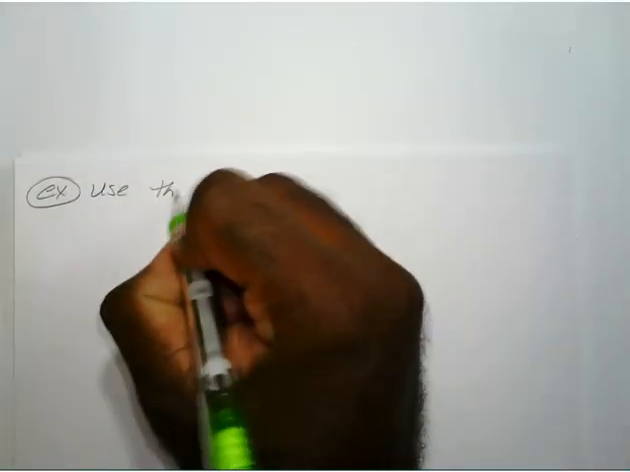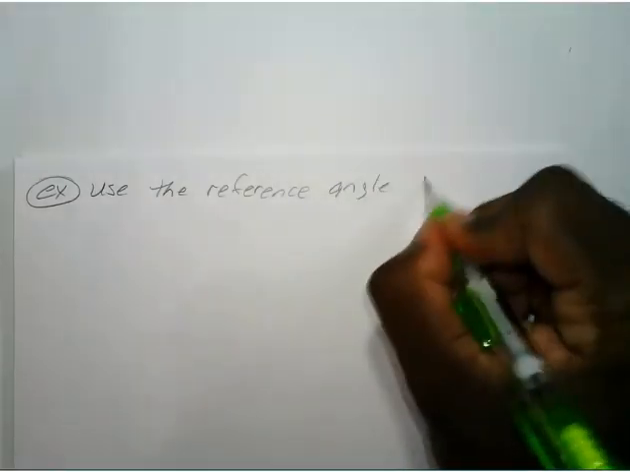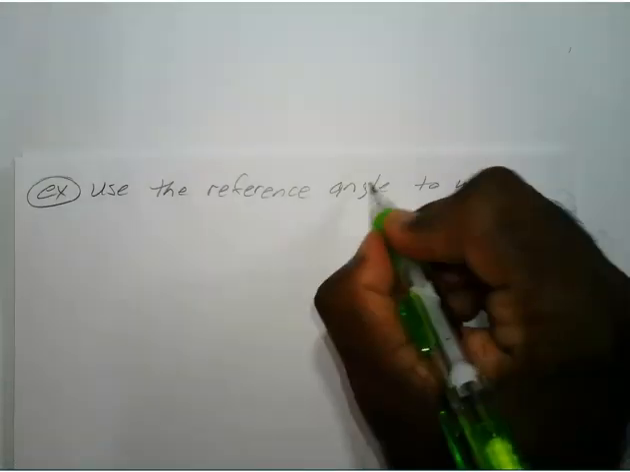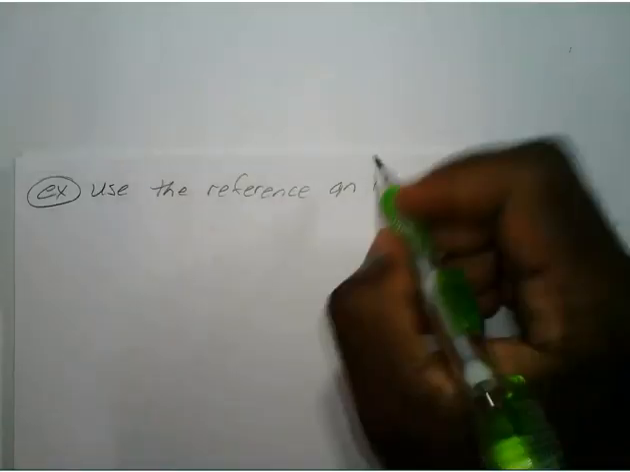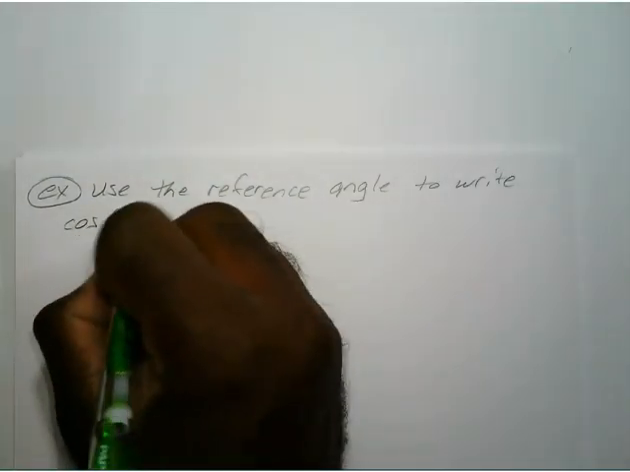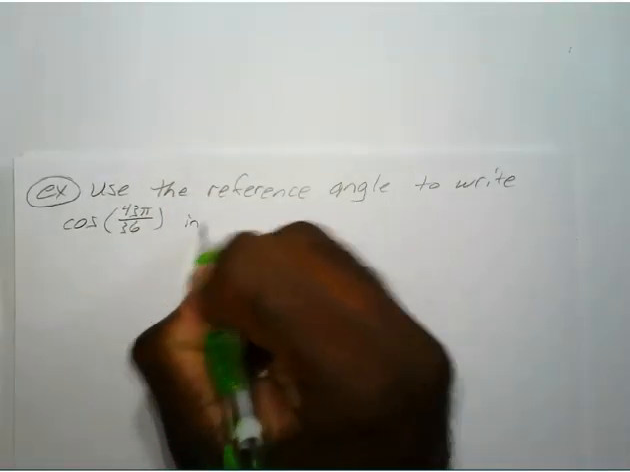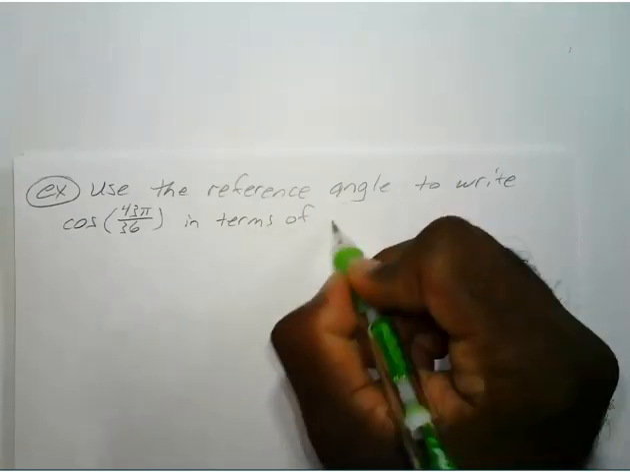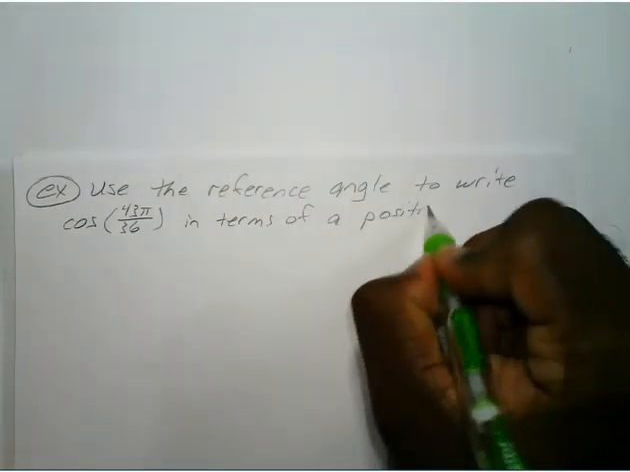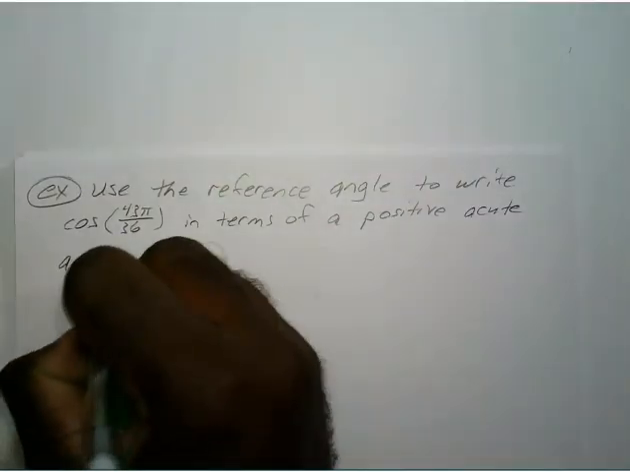Let's say, for example, you want to use the reference angle to write cosine of 43 pi over 36 in terms of a positive acute angle in radians.